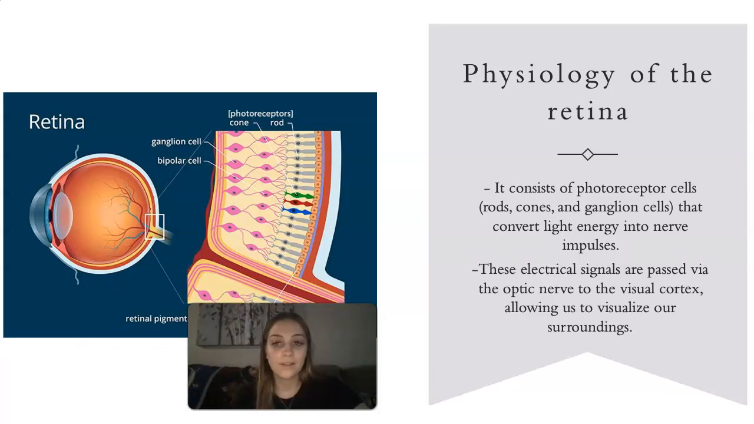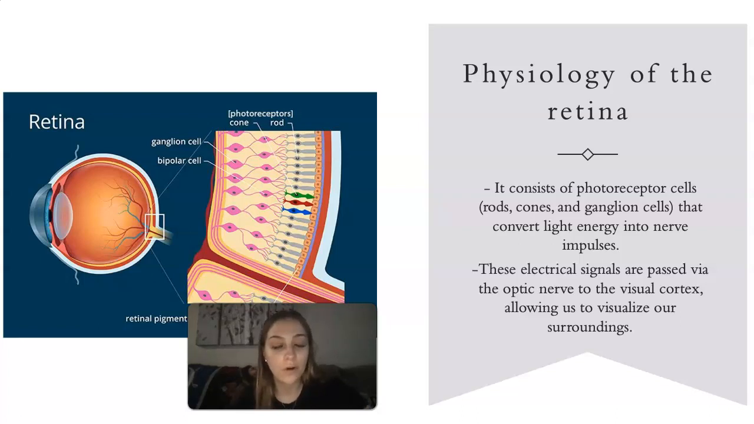Okay, so this is the physiology of the retina. It consists of photoreceptor cells, rods, cones, and ganglion cells, which we will talk about more in the next few slides. It converts light energy into nerve impulses. So that light travels through these photoreceptors and is converted into the nerve impulses that allow us to see. These electrical signals are passed via the optic nerve to the visual cortex, allowing us to visualize our surroundings, which I think is very interesting.